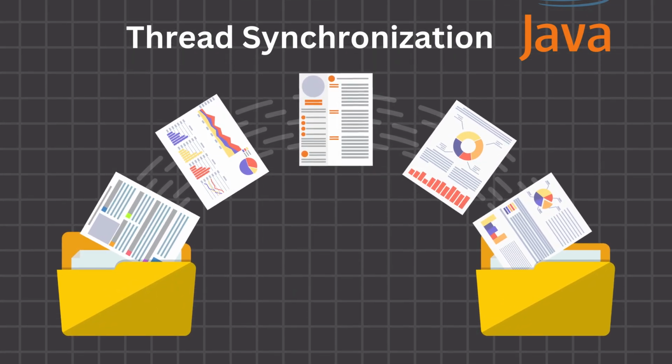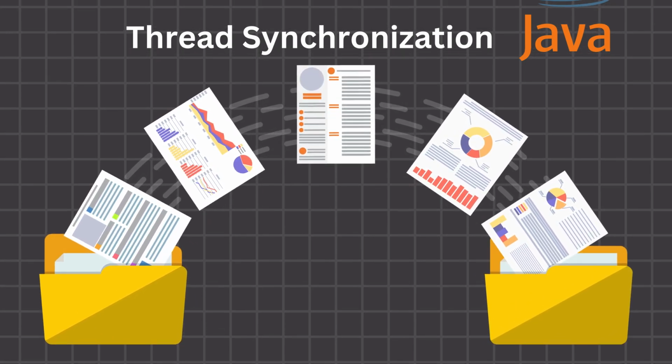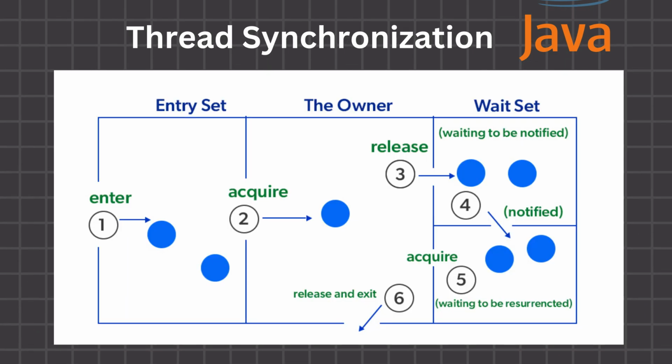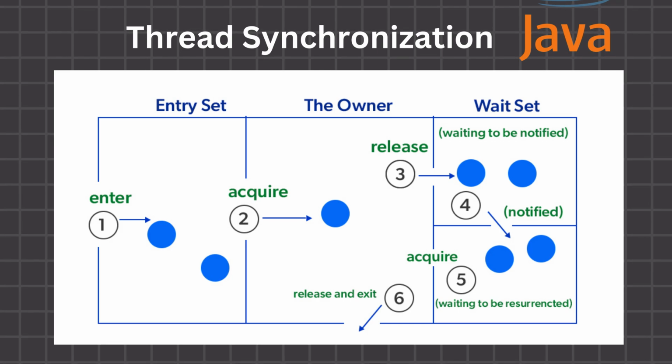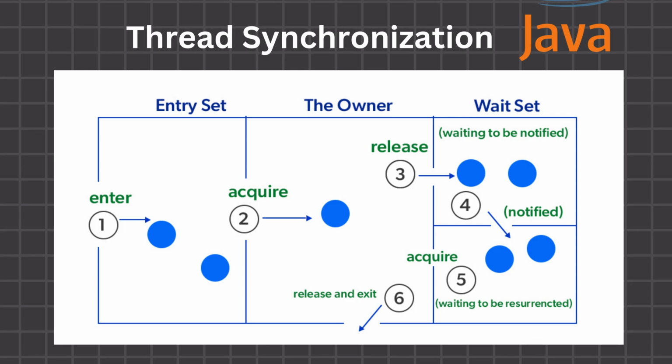So there is a need to synchronize the actions of multiple threads and make sure that only one thread can access the resource at a given point in time. This is implemented using a concept called monitors. Each object in Java is associated with a monitor, which a thread can lock or unlock. Only one thread at a time may hold a lock on a monitor.